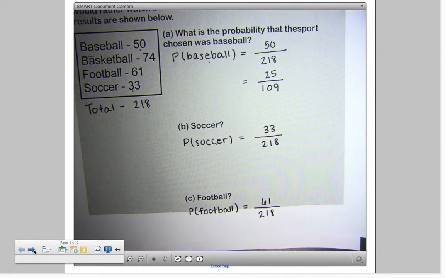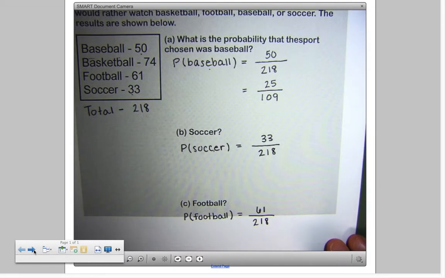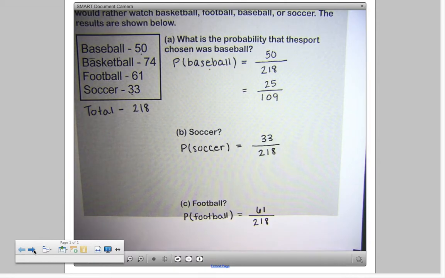Okay, so just remember, the denominator is always the total. The numerator is what you're looking for or what you want. And then once you get that fraction, go ahead and try to simplify it.